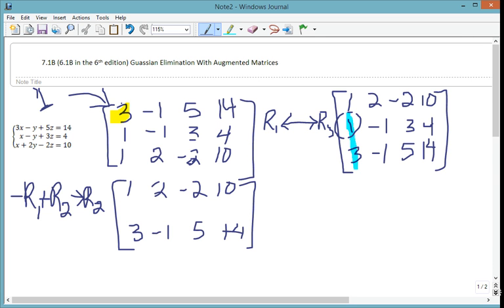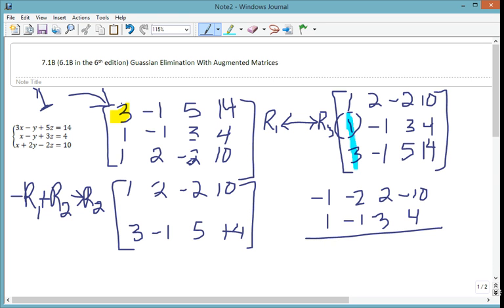All right, so when I do that, I'm going to multiply the top row by -1. So that'll be -1, -2, +2, -10. I'm going to add it to the second row: 1, -1, 3, 4. And add these together.